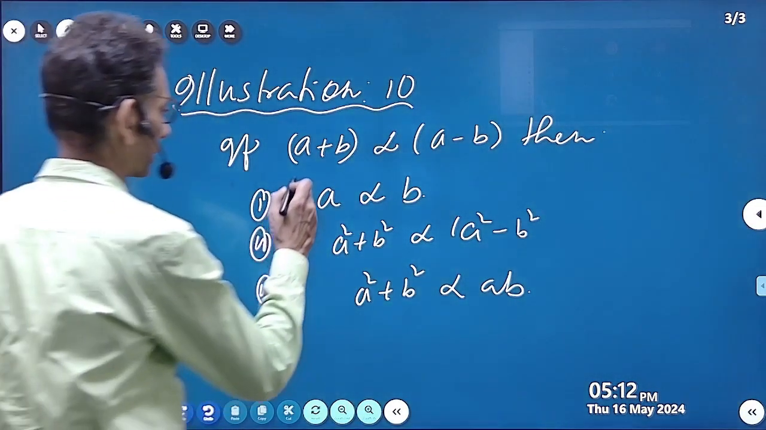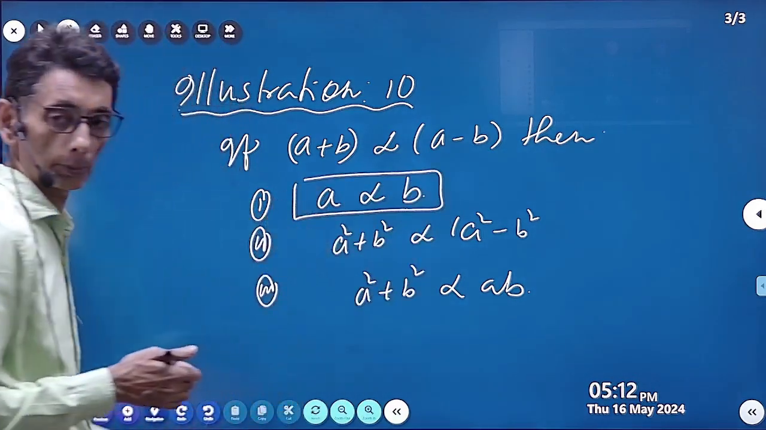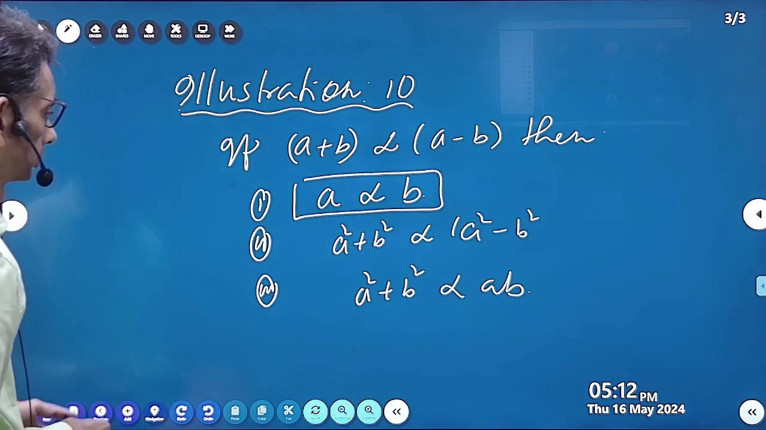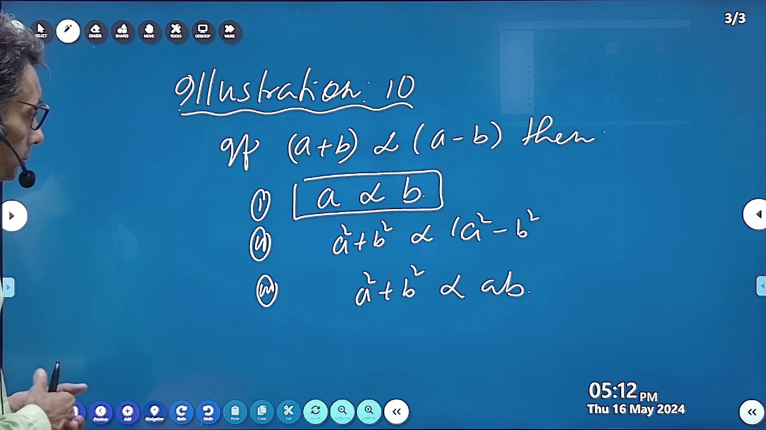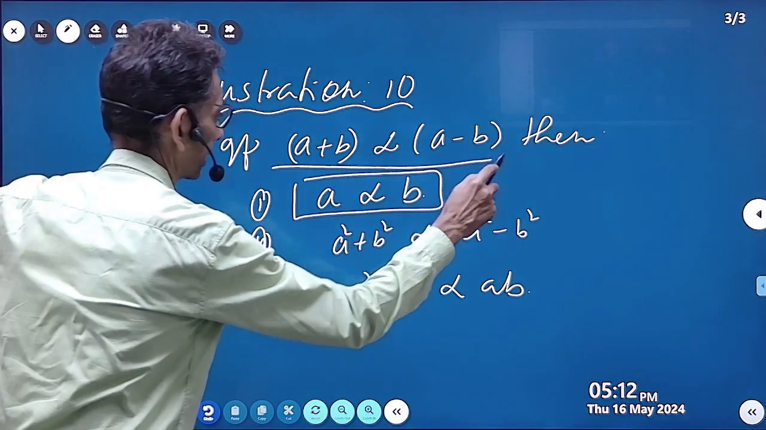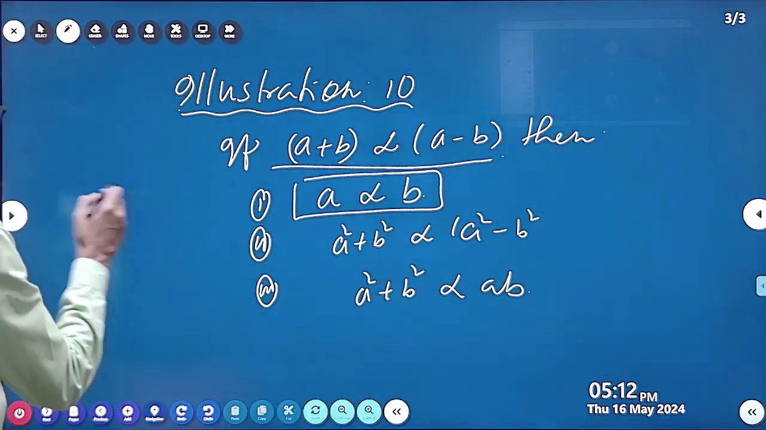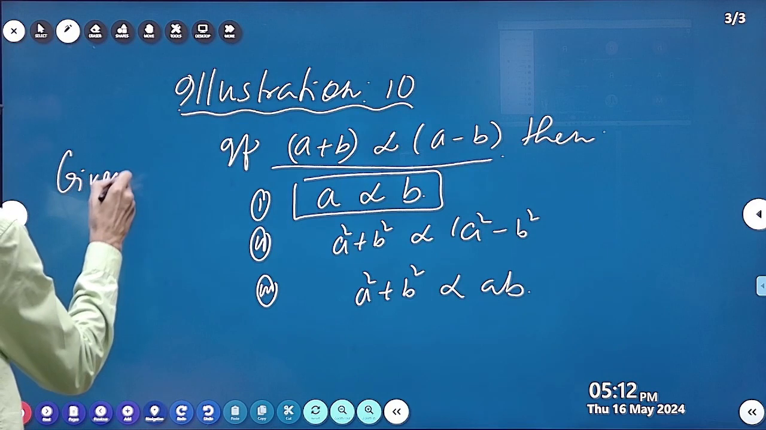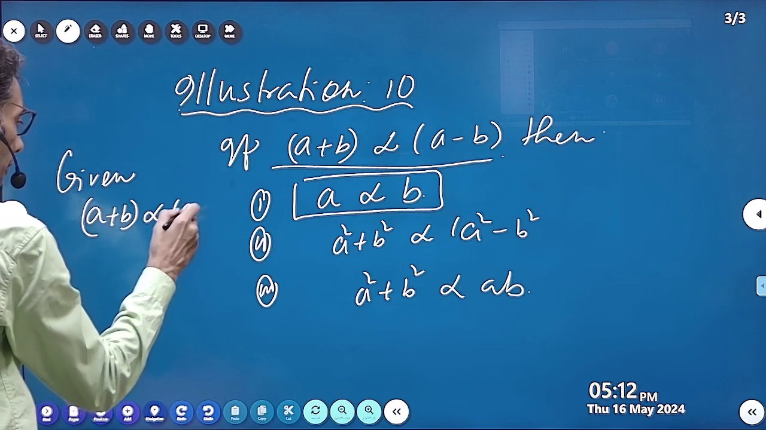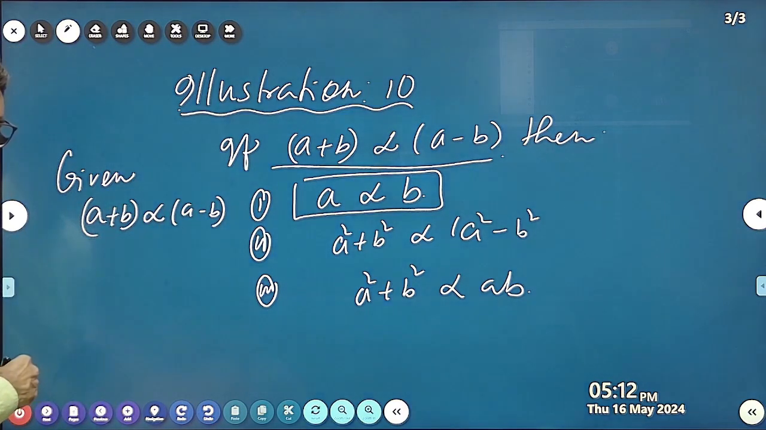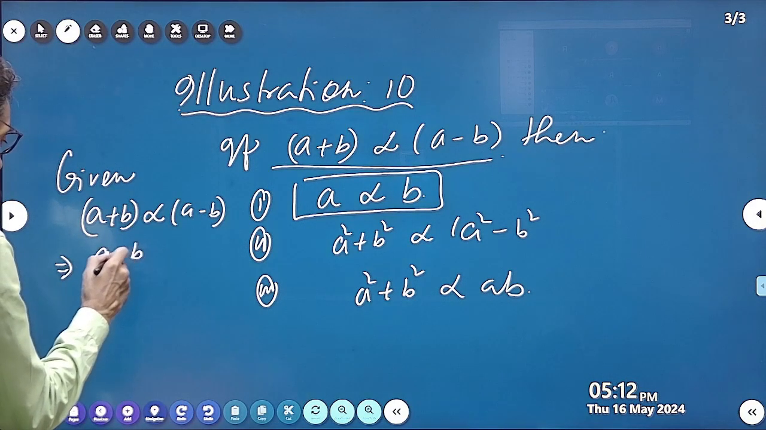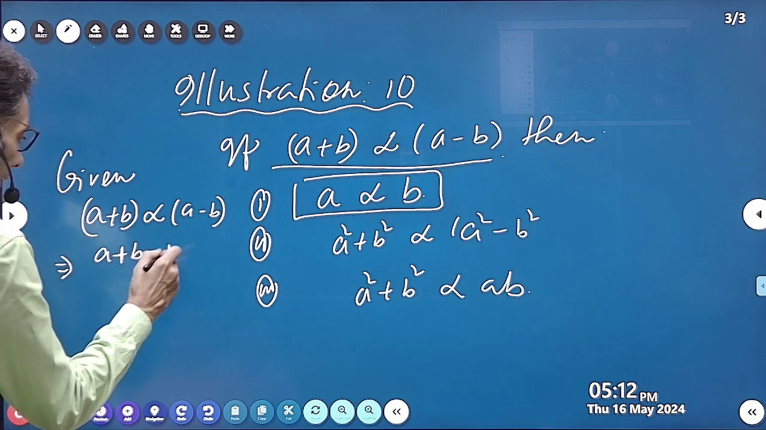This one you have already proved. We'll start with these steps. What is given? Given A plus B is proportional to A minus B, right? This is equal to A plus B is equal to K times A minus B.